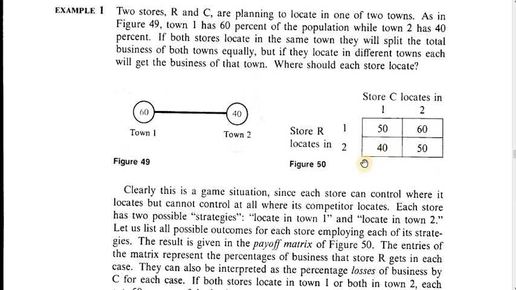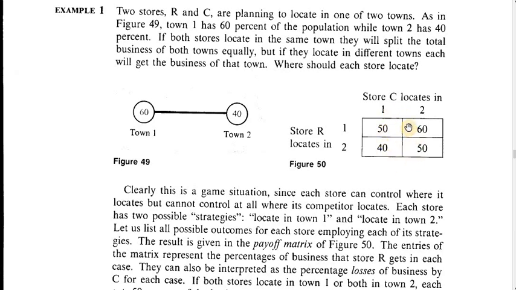Right? So similarly, if store R locates in town 2, and if store C locates in town 1, then store C is closer to the people in town 1, and store C gets the business of town 1. So store R would only gain 40% of the business, so that's why we have a 40 here. And if both stores locate in town 2, they both get 50% of the business.